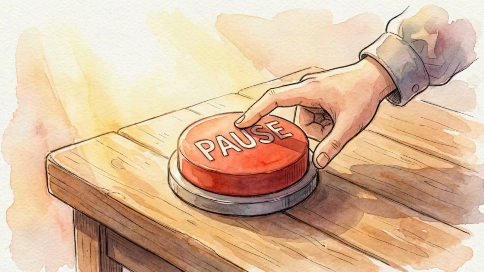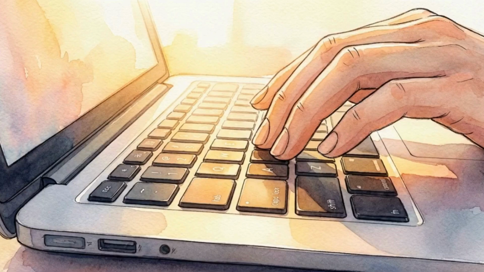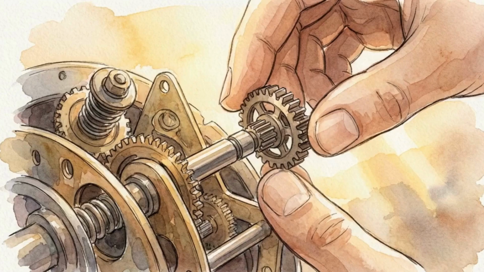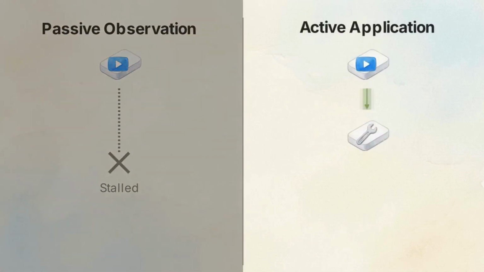To ensure retention, you must intervene with tasks. Have the students answer short questions, complete small assignments, or apply an idea immediately after they hear it. This active involvement is the bridge that helps a student move from simply seeing a concept to actually understanding it.